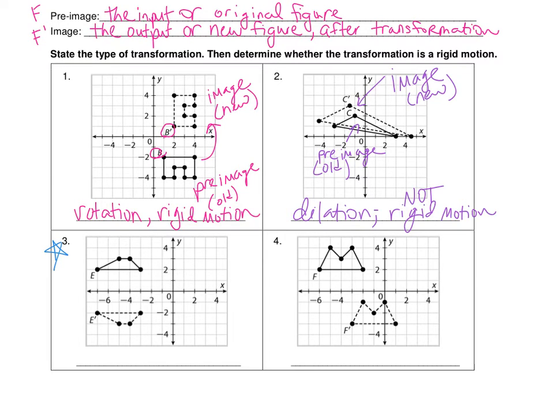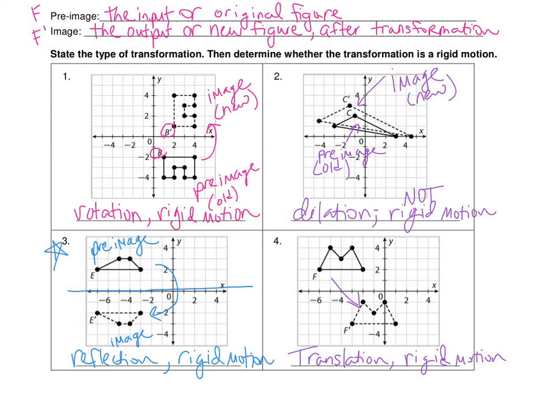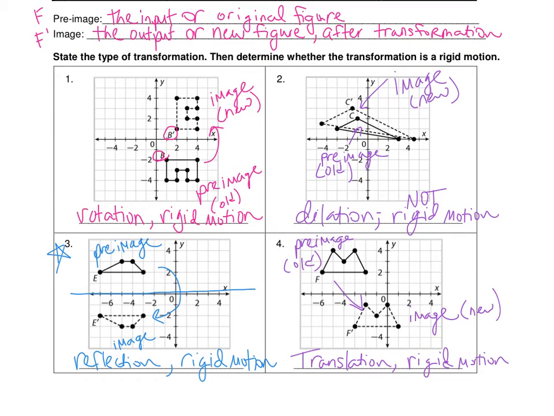And you should see that it did flip over this x-axis, which means it is a reflection and it is rigid. We can also see that the pre-image is the top one, the new image, or our image itself, is the bottom one. For this last question, we then see that it is sliding or translating, which is a rigid motion, and the top figure is our pre-image, and the bottom figure then is our image, or the new figure.